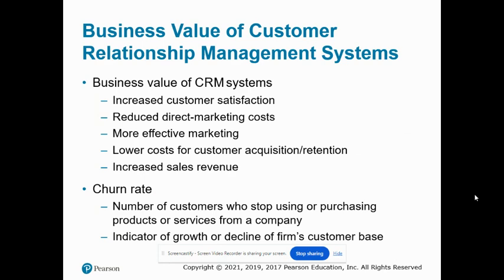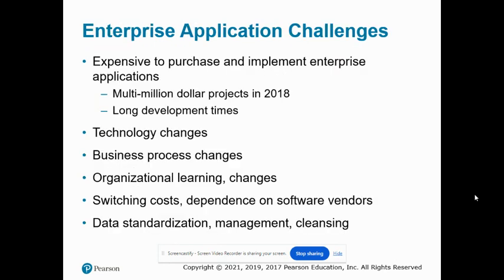This slide discusses the value to businesses of implementing a CRM system. How do you think marketing could be made more effective by using a CRM system? Here we identify the challenges firms face when they implement enterprise applications.